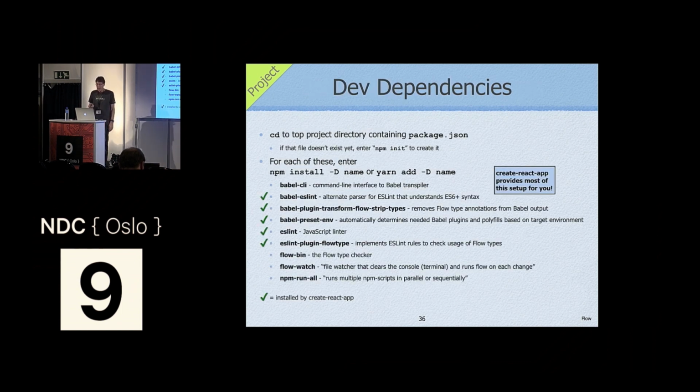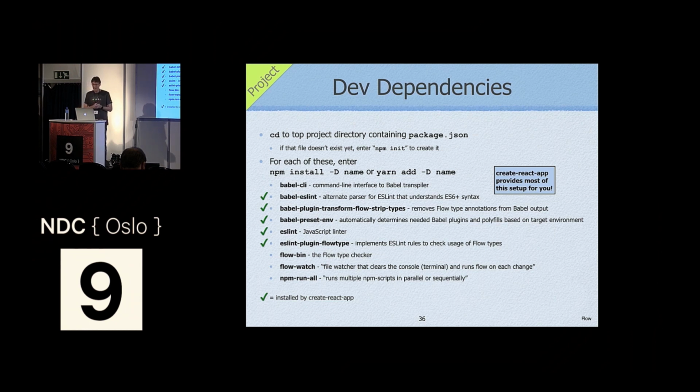So first step is all the dev dependencies. So step one, make sure you've got a package.json for your project. And if you don't, you just run npm init and it creates that for you. Then you want to do an npm install, and all of these are development dependencies. That's why I've got the -D. You could use yarn as well to install them. And then you just go down this list and set up all these things.